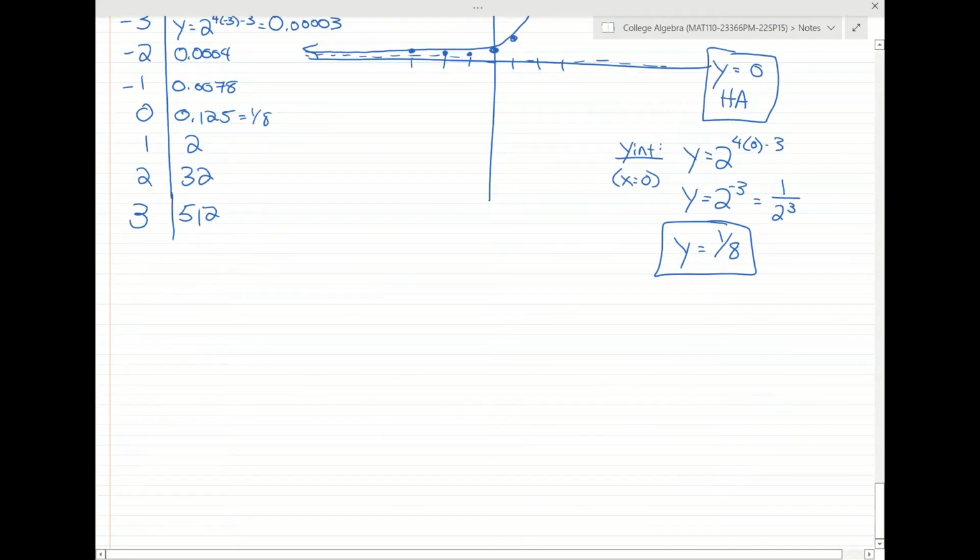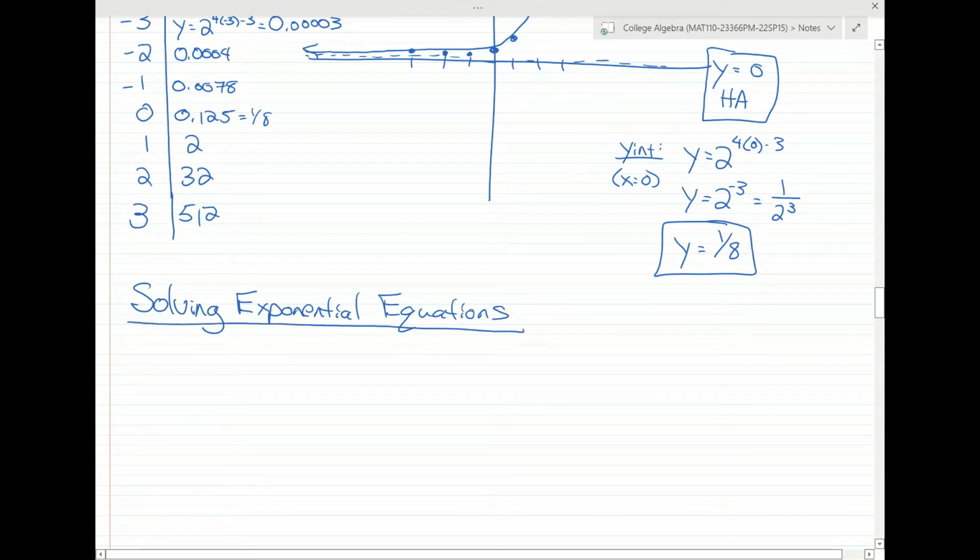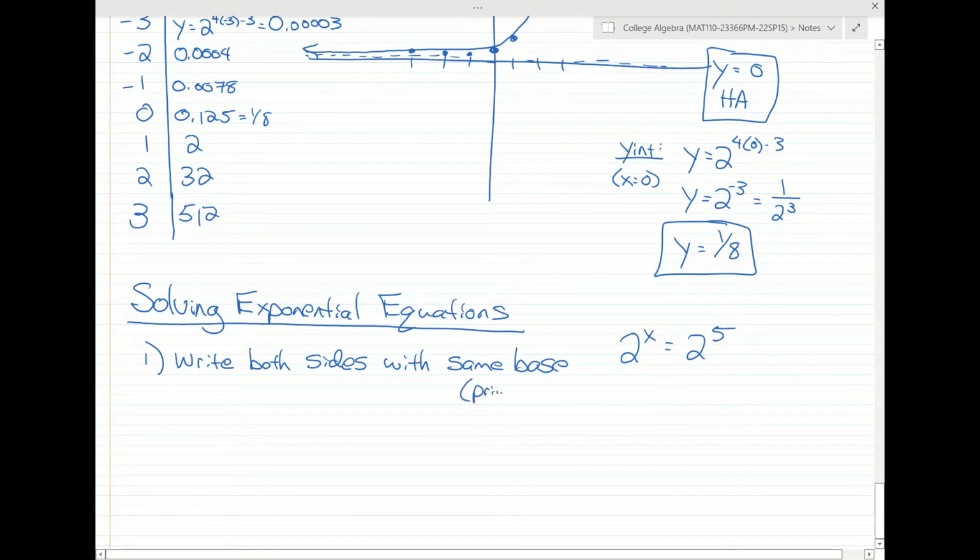About that next class. So to finish up tonight in the 10 minutes or so we have left, I just want to quickly go through how to solve exponential equations. And really, there's just 3 things to keep in mind. One is we want to write both sides with the same base, meaning like 2 to the x is equal to 2 to the 5th. You want to try to have the same base on both sides. And the base is typically a prime number. The smallest prime number is 2, and then 3, 5.